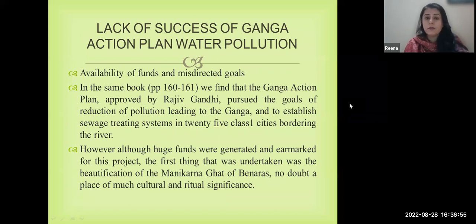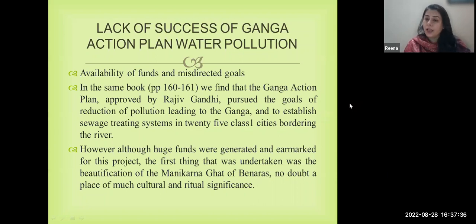So what is the reason why there has not been success of the Ganga Action Plan for control of water pollution? There was availability of funds in the last 28 years. Around 20 million in funds have been allocated for the Ganga Action Plan. If you look, there is a lot of literature on the Ganga Action Plan. There are many reports published by the Central Pollution Control Board, the State Pollution Control Boards, and various other research agencies. They have already published a lot of data.